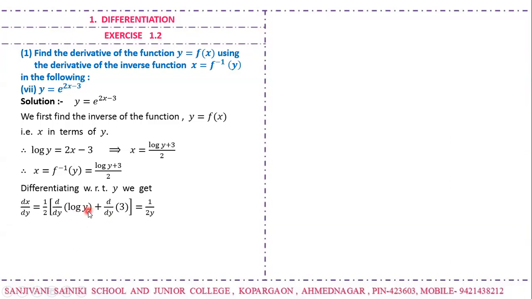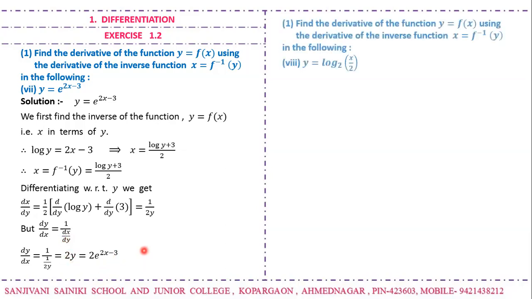Log of y, its derivative is 1 upon y, and derivative of 3 is 0. So we get dx upon dy is 1 upon 2y. Now using the derivative formula for the inverse function, dy by dx is equal to 1 upon dx by dy. We will put the values in this formula, and we get 2 e raised to 2x minus 3.